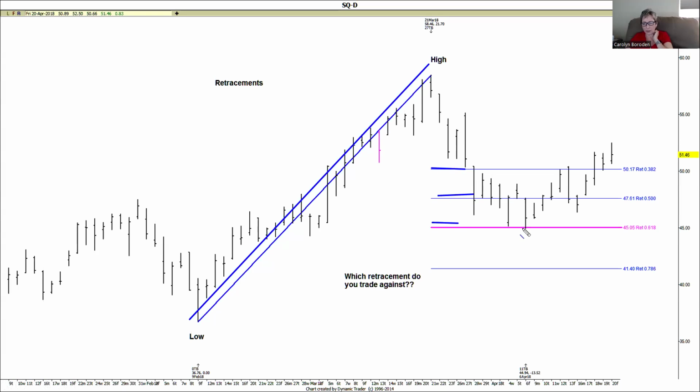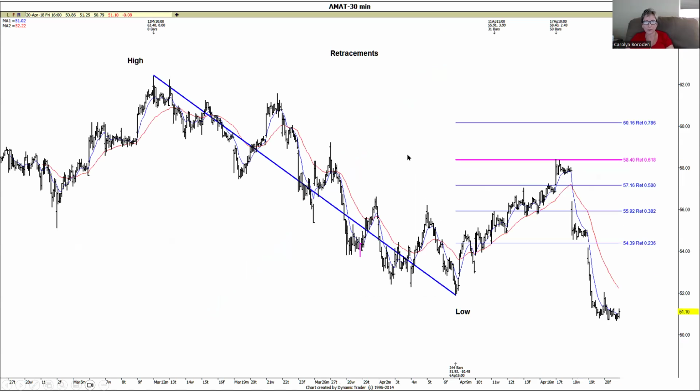Now, in this case, we really only saw a reaction right around the area of the 0.618 retracement. Okay, because the question you're going to ask is, which retracement do you trade against? But we're going to get into that a little bit further in the presentation.